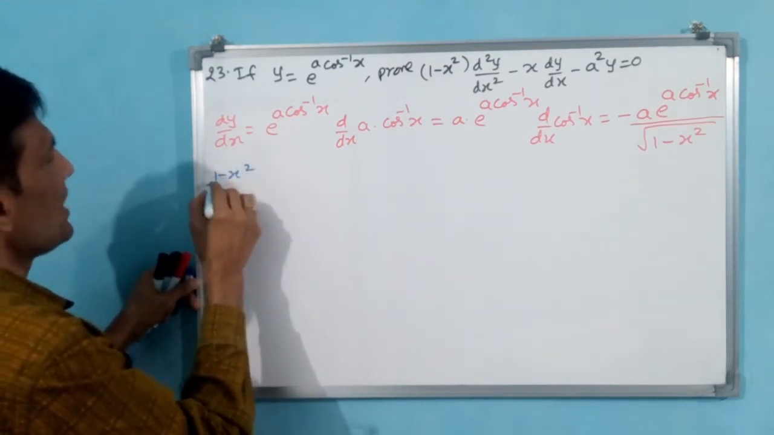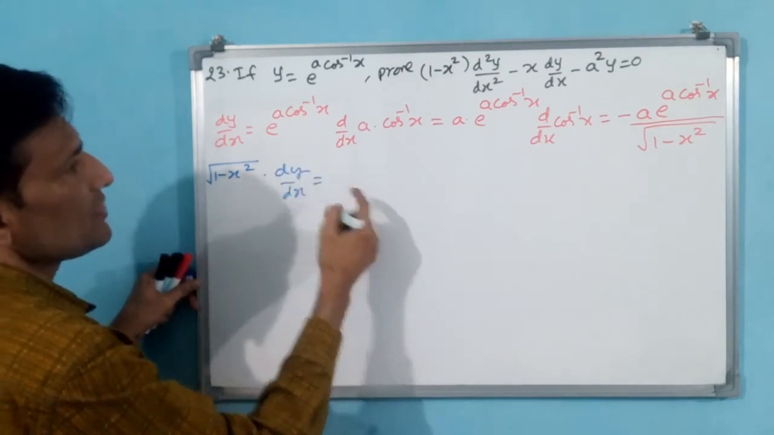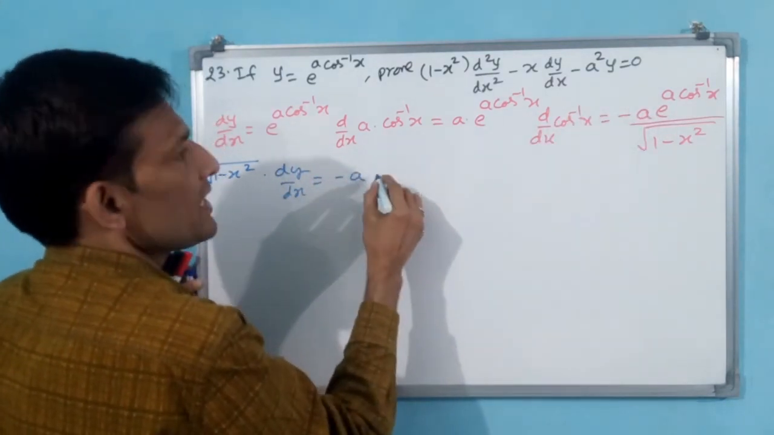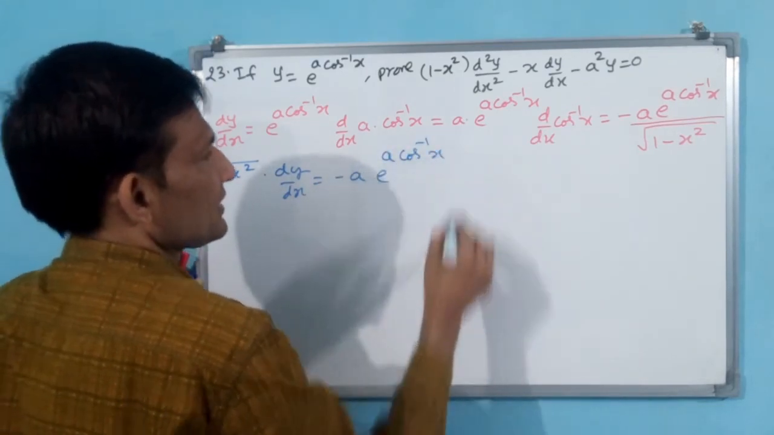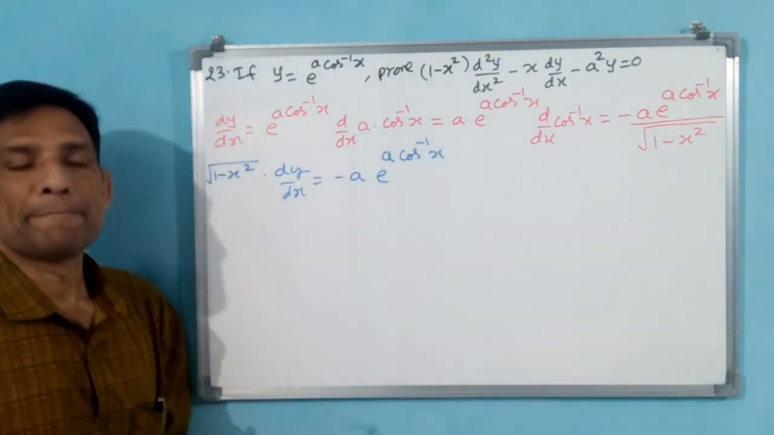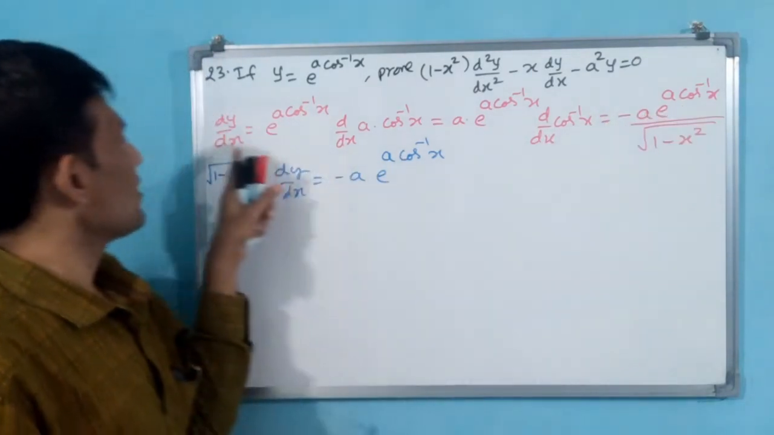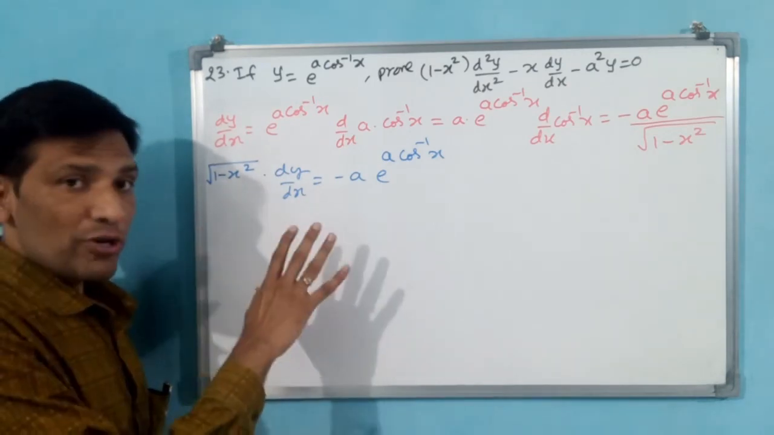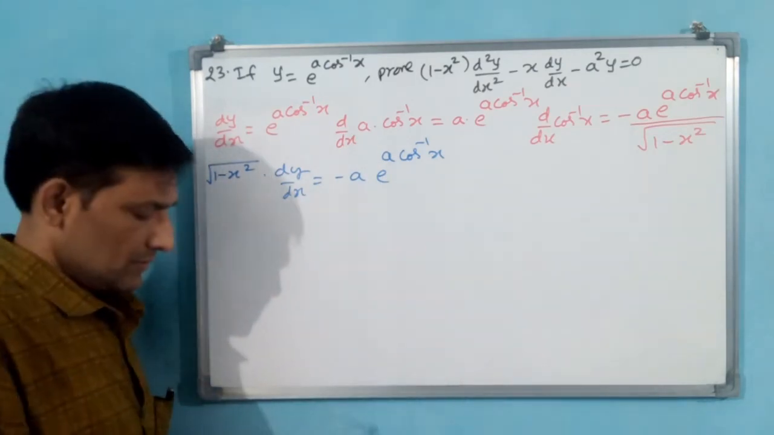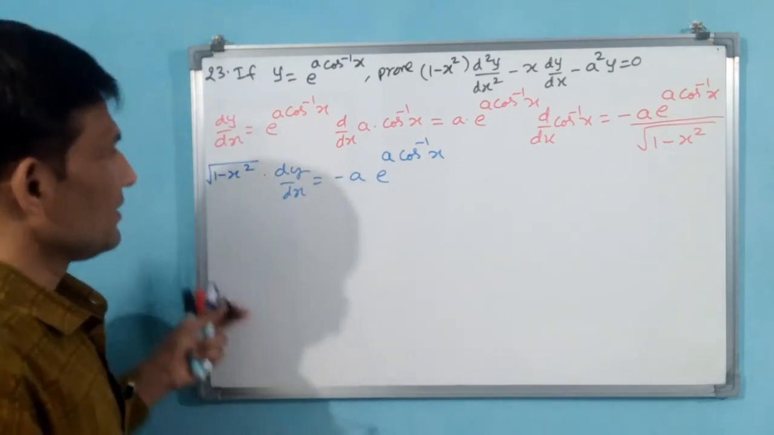Square root of 1 minus x square into dy by dx is equal to minus a e power a cos inverse x. Is it correct? First you see, numerator, denominator, I have transferred this side, LHS side. Now I am going to differentiate both sides.